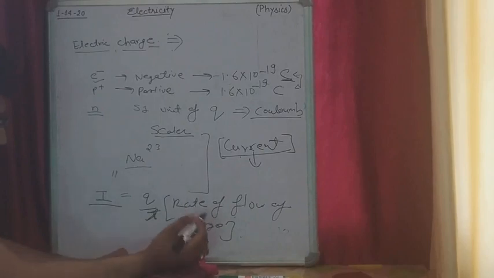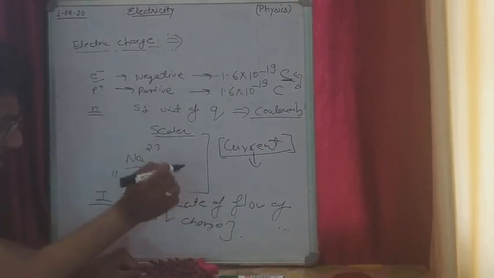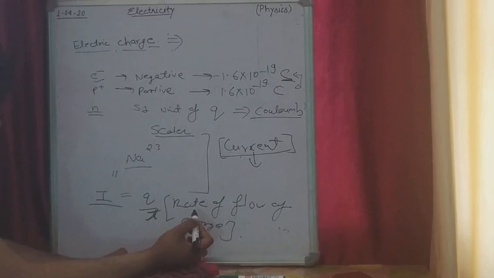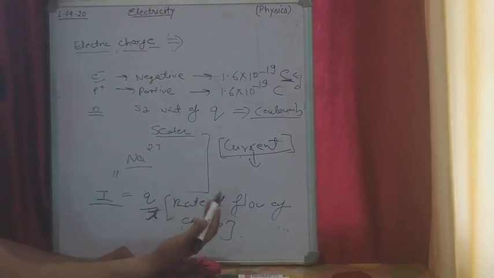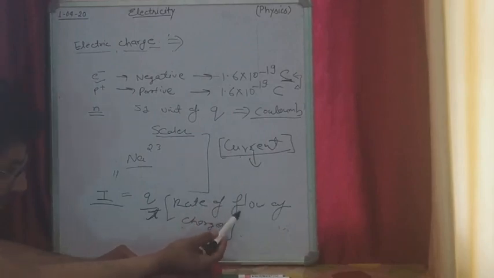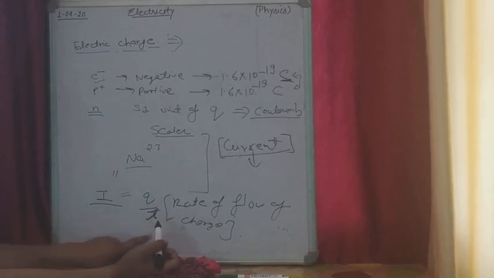Whenever the word rate comes anywhere, for example rate of change of velocity, that is acceleration. You know this thing. When we say rate, it means that we are dividing by time. Rate of change of displacement means S upon T. Rate of change of velocity means V upon T. If I say rate of flow of charge, it means Q upon T. So, what is electric current? The rate of flow of charge is called electric current.